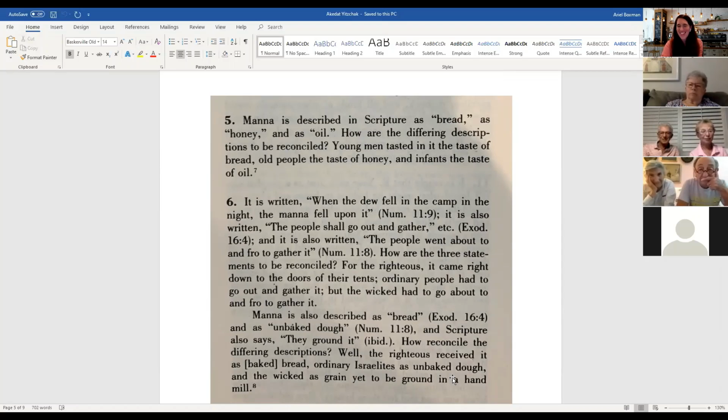All right, so who was it? Was that Robert who said the children for the sweetness? Was that you? I said, oh, or was that Jane? That was Jane. So you were close, right? Although here they said that the infants, the little ones, would taste the oil. I guess they need the fat to grow, right? So maybe that's why. And the young people would taste the bread, right? And the older people would taste the sweetness of the honey. So perhaps this rabbi says three different ways it was described is because it was for three different people. Everybody tasted it slightly differently, right?